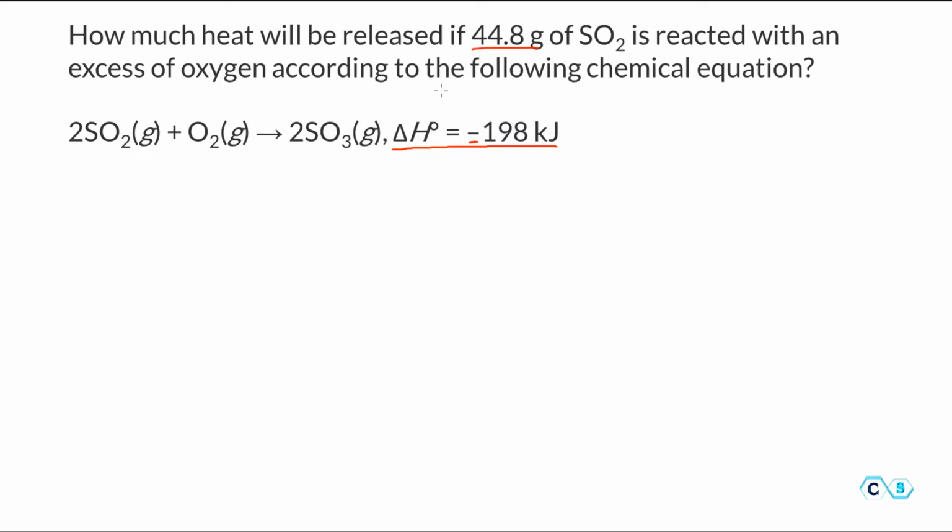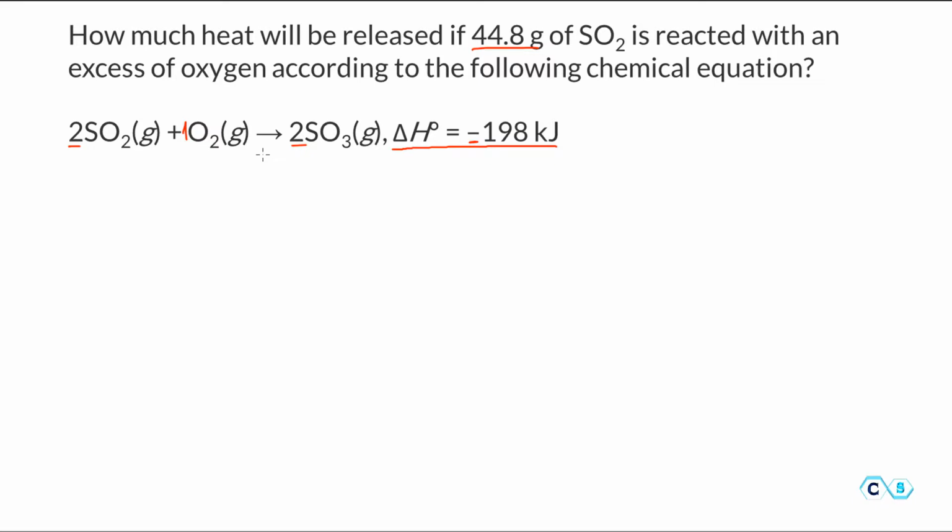For example, how much heat will be released if we have 44.8 grams of sulfur dioxide based on this chemical equation? In order to solve this problem, we first need to go back and understand again that these numbers here are very important. As for any other stoichiometry calculation, I would say that 2 moles of sulfur dioxide react with 1 mole of oxygen, producing 2 moles of sulfur trioxide.